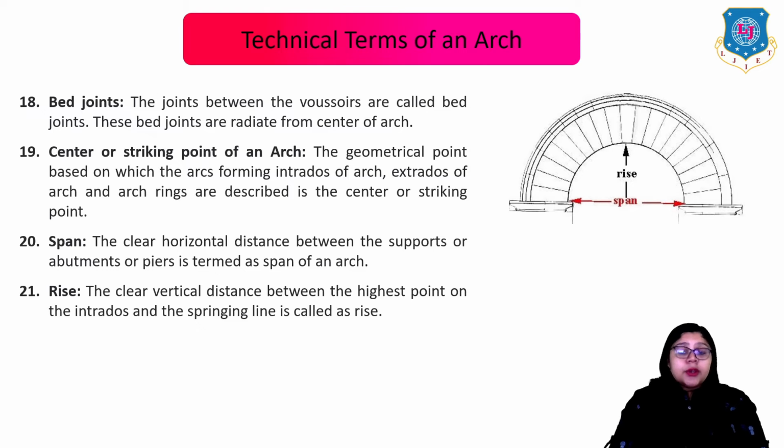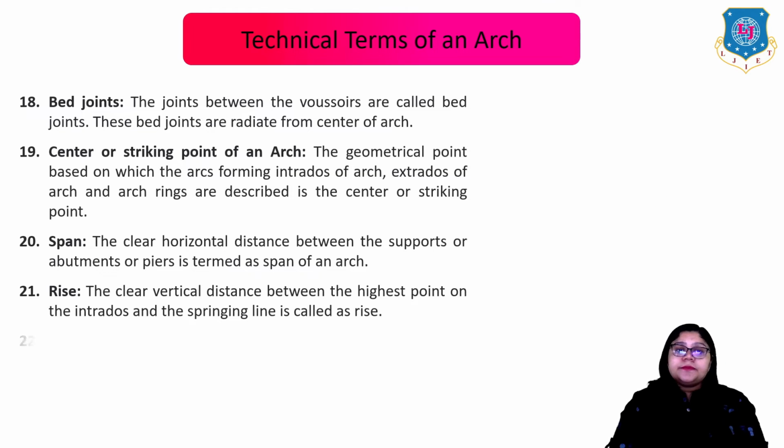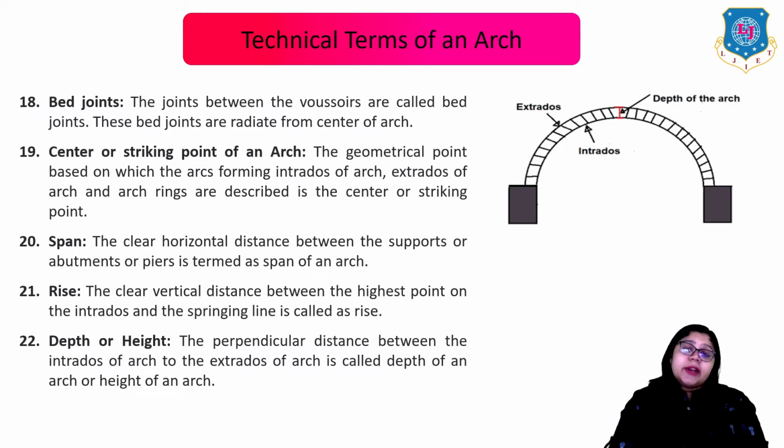Next is the rise. The clear vertical distance between the highest point on the intrados and the springing line is called the rise. Next is the depth or the height. The perpendicular distance between the intrados of the arch to the extrados of the arch is called the depth of an arch or the height of an arch.